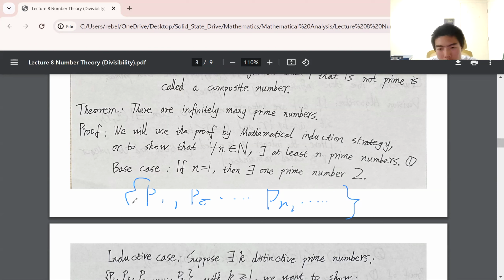If we can find such a list, then we say there are infinitely many prime numbers. So we do the mathematical induction. We'll first find P1 is 2. At least we can find 1, right? 2 is a prime number without doubt. So we can find 1. So the base case is done.